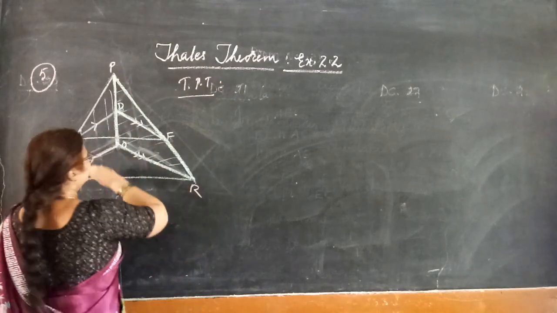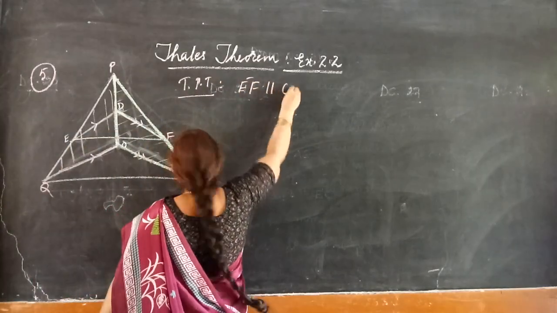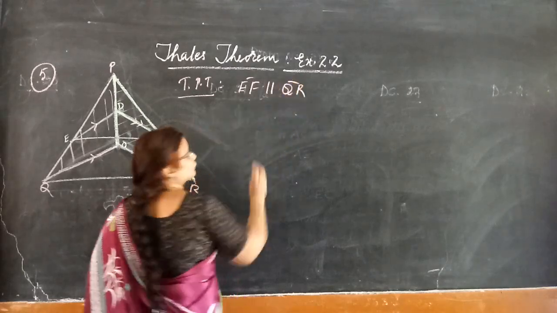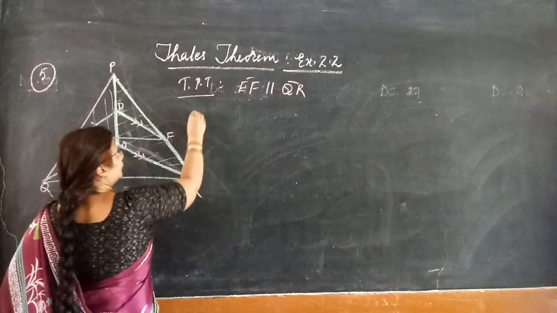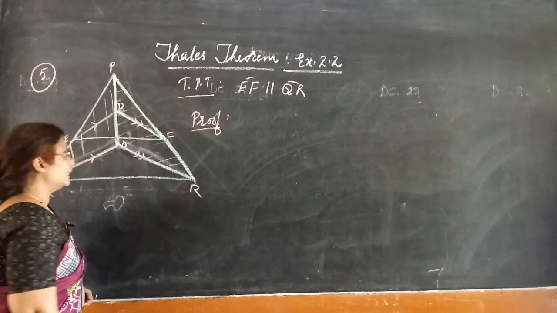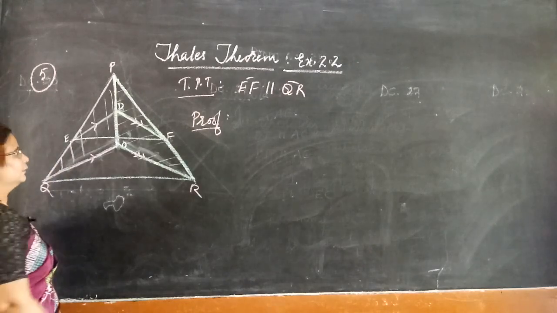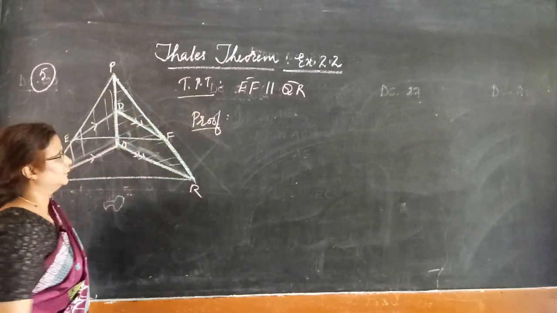What I have to prove? EF is parallel to QR has to be proved. In the proof, we shall apply Thales theorem to two triangles, that is POQ for one triangle and POR as another triangle.